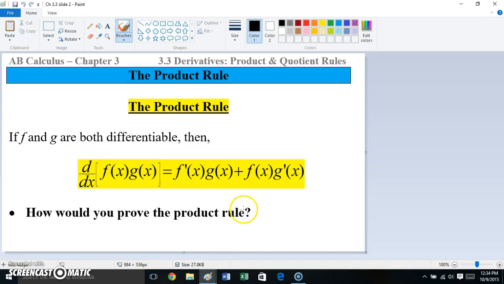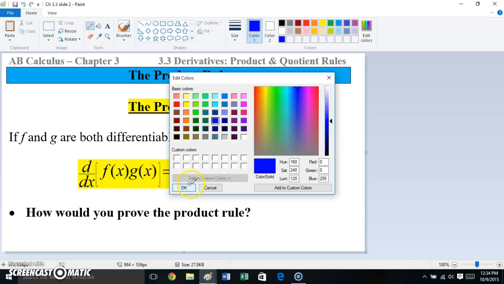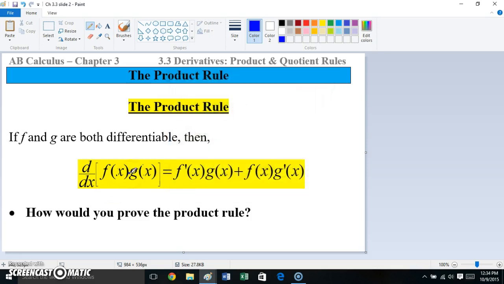Okay, so here we go. Here's the product rule. All right, if f and g are both differentiable functions, and here we have the function f times g, the derivative is f prime times g plus f times g prime.